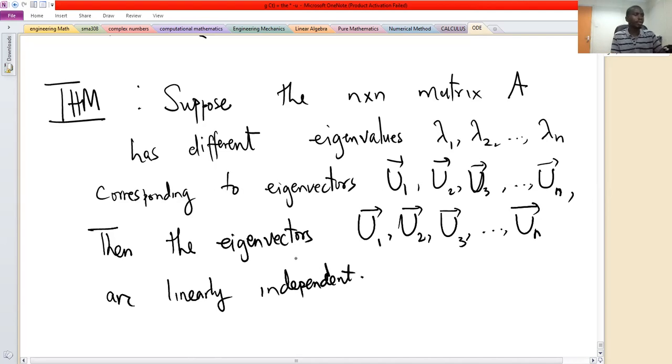So in the next session, we'll be doing specific examples on how to use the eigenvalue eigenvector method to solve differential equations.